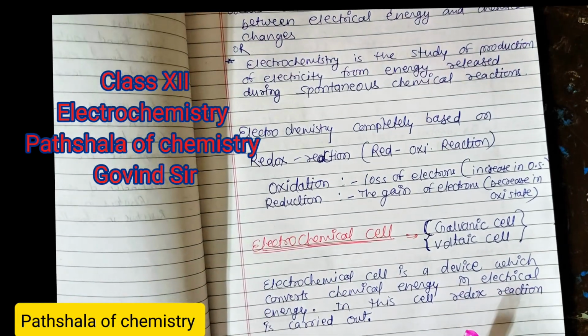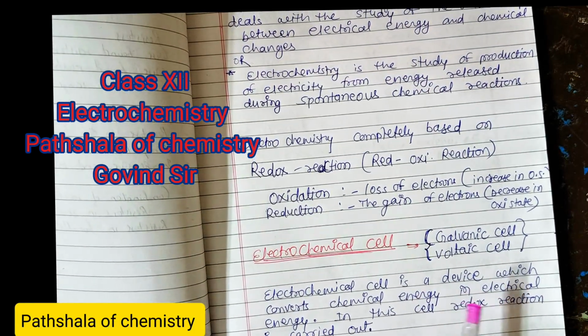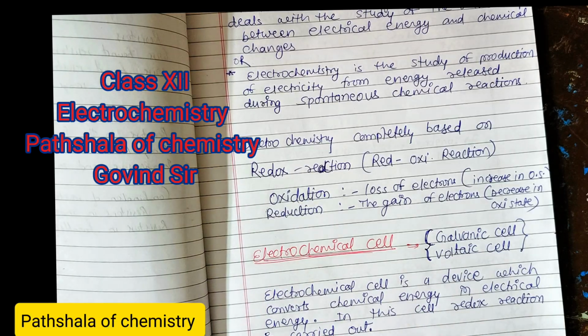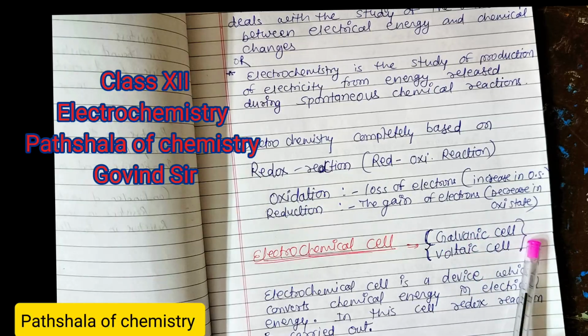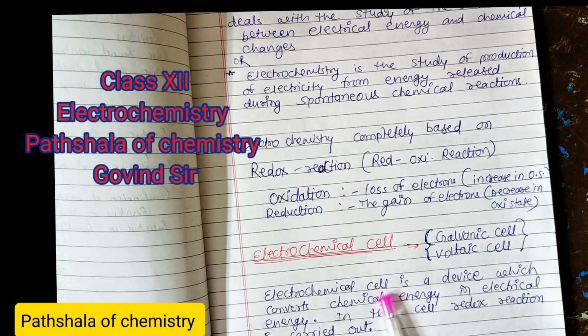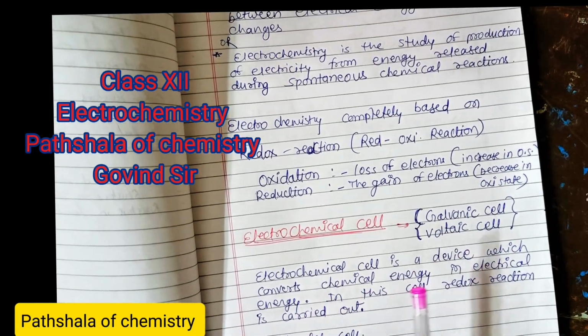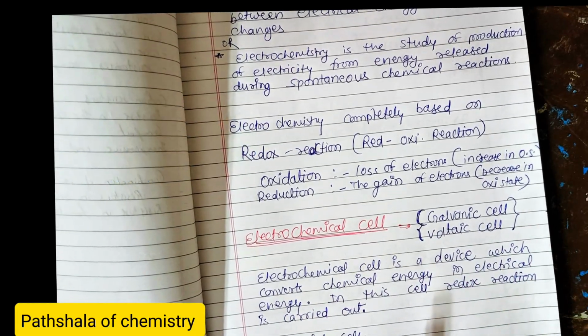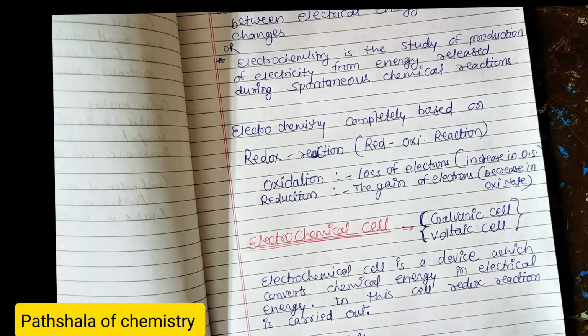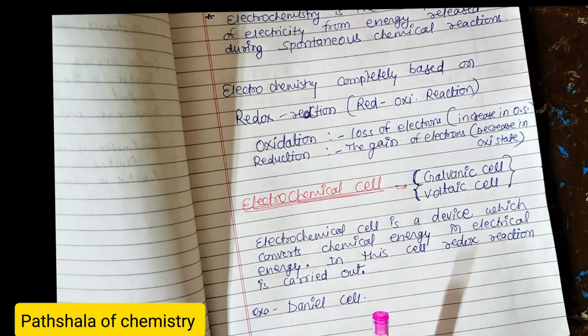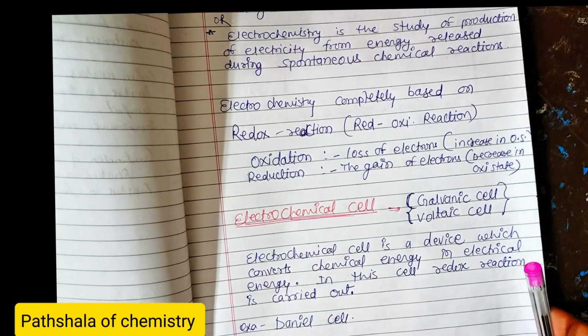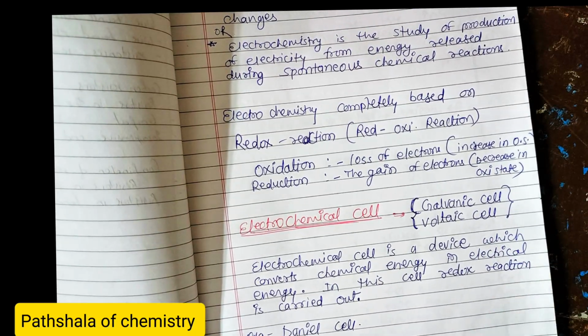Now we will discuss the electrochemical cell. Electrochemical cell means a cell in which chemical energy converts into electrical energy. Galvanic cell and voltaic cell are two other names of the electrochemical cell, in honor of the scientists Galvani and Volta. So an electrochemical cell is a device which converts chemical energy into electrical energy. In this type of device, a redox reaction is carried out. Example, Daniell cell. Now we will learn the construction of a Daniell cell.